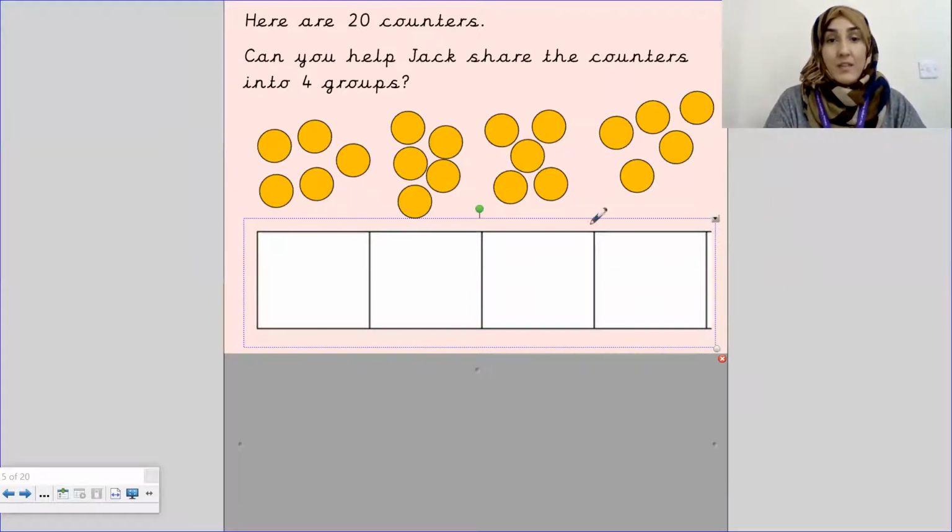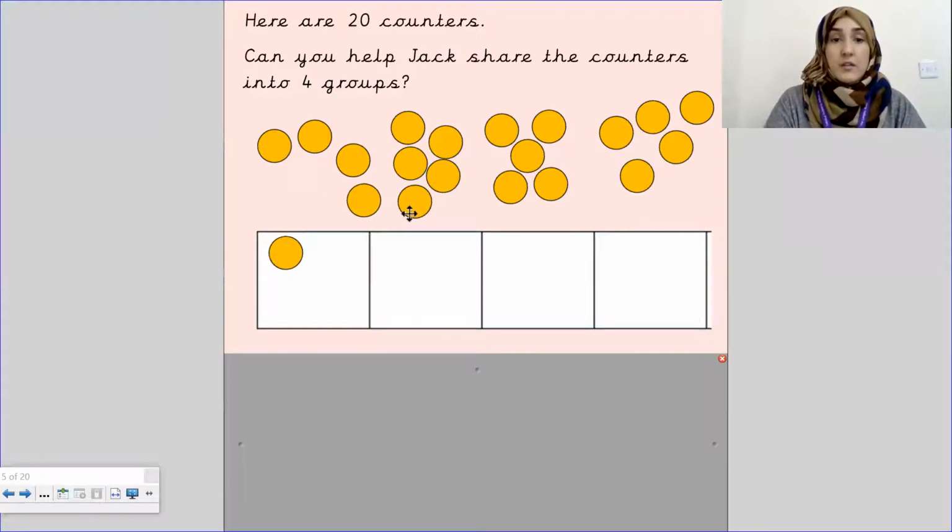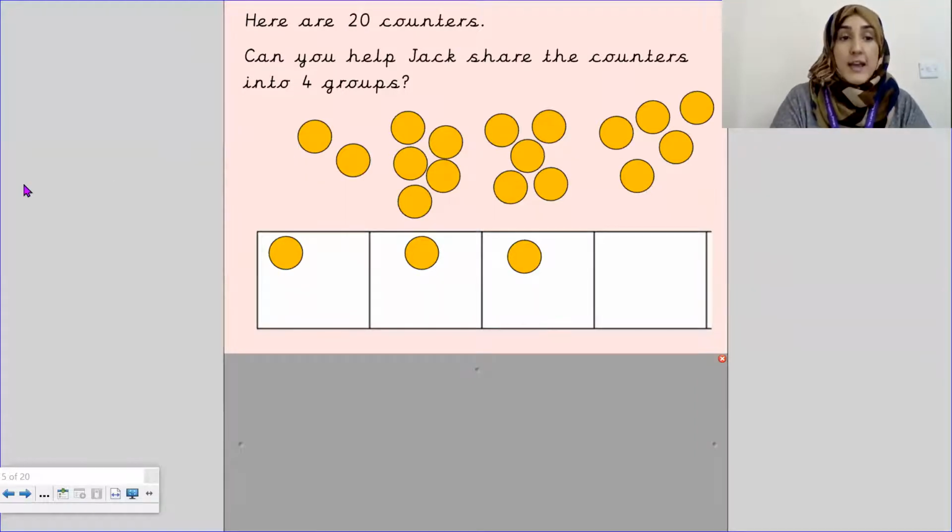Okay, here are 20 counters. Can you help Jack share the counters into 4 groups? Oh, let's have a go. 1 for you, 1 for you. Remember, it says, can you help Jack share? So it's in the question. We need to read the question carefully, just like we're doing comprehension. Now let me put my pen down so I can do this carefully.